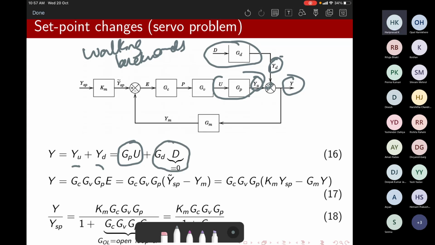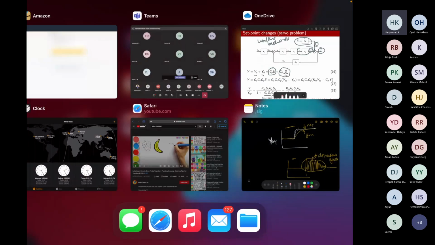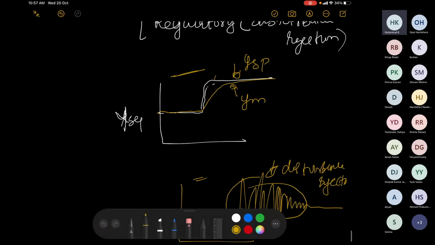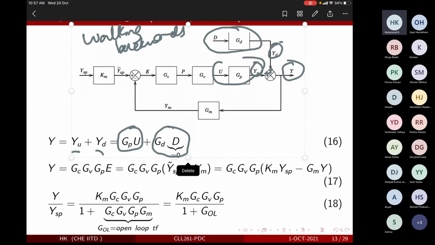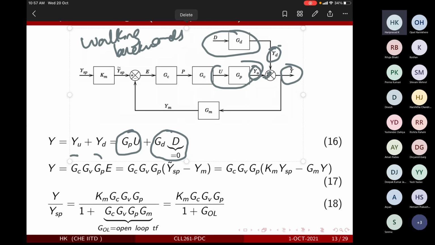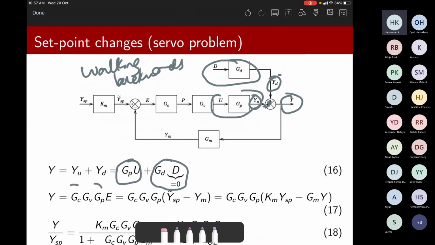When you look at the servo problem, you are mostly focused on tracking performance. We are not worried about the disturbance at that time. You need to track when you do a set point change. So we can conveniently put yd to be 0 because there is no disturbance at the moment, as we are only looking at set point changes. In the other case, we will only look at disturbance changes, and if you need, as I told you, you can combine A plus B also.